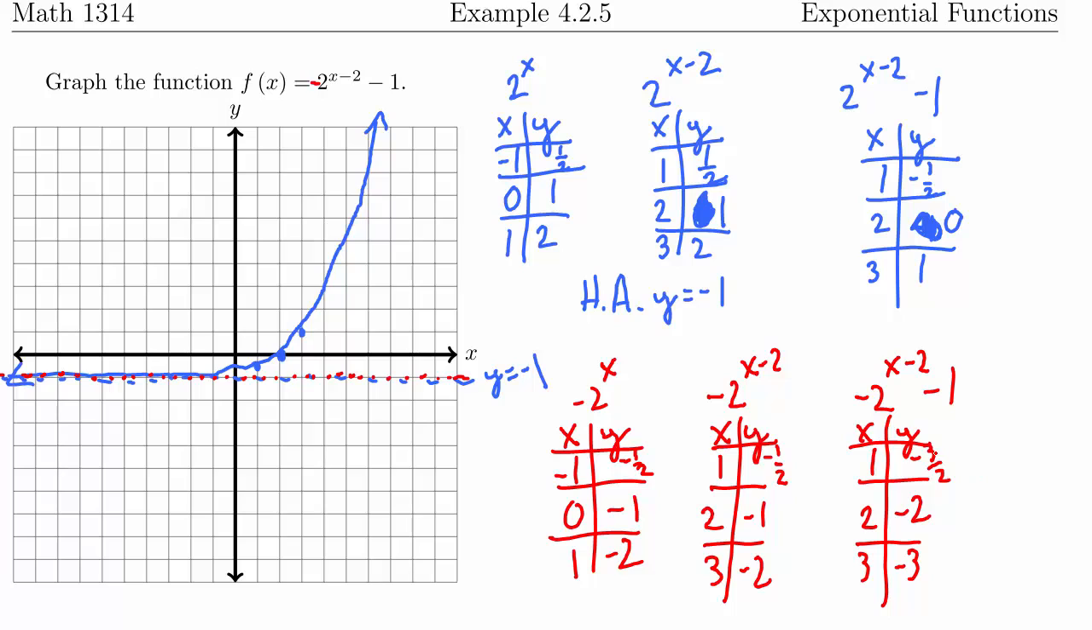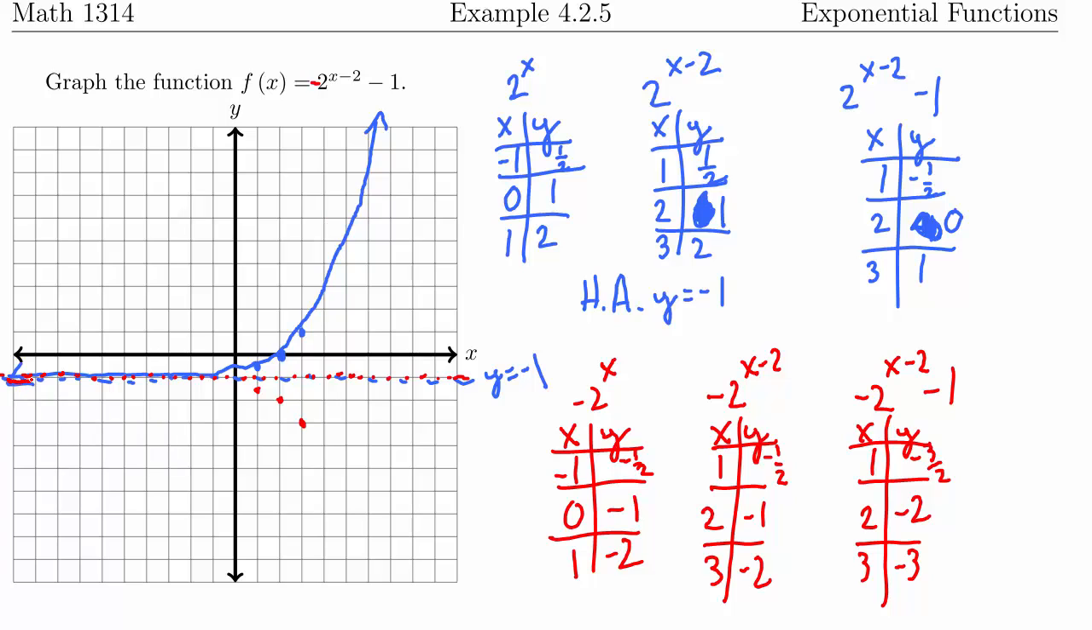And I can plot these points now. Right 1 down 3/2. Right 2 down 2. And right 3 down 3. Now be careful, do not try to make this a line. There is no exponential that looks like a line.